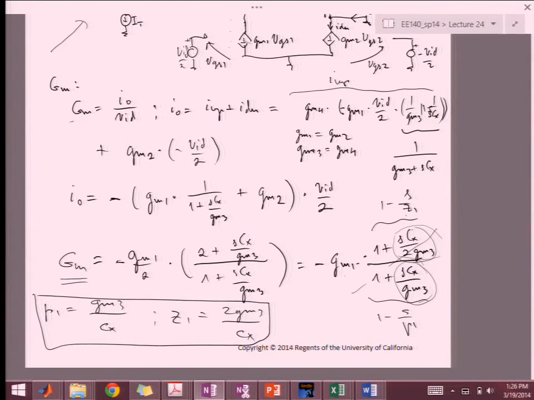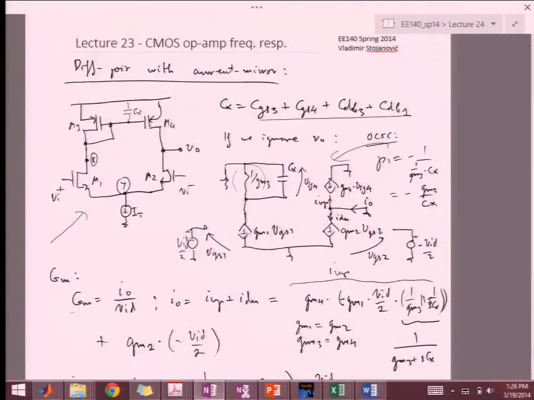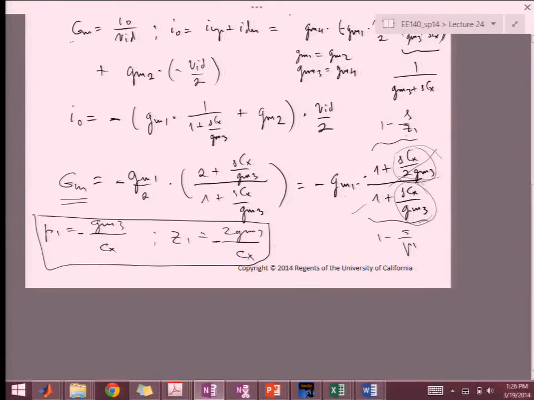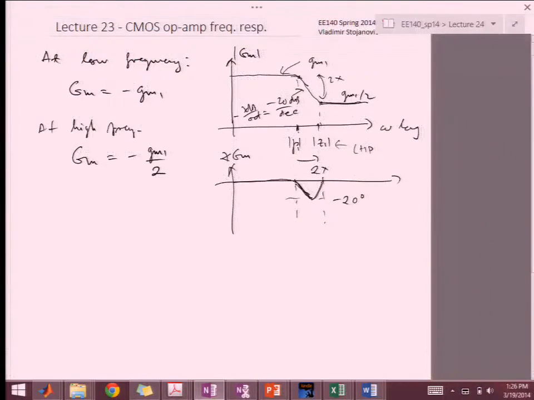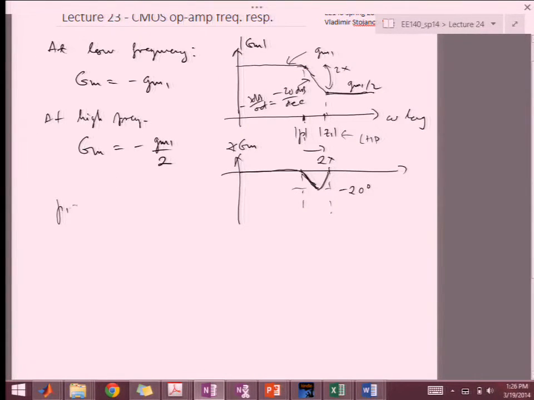Notice this should be minuses here. So this is left half plane. Okay, so notice that's the same exact answer, right? And so if we take a look at what GM3 over Cx is, pole 1 is minus GM3 over Cx.